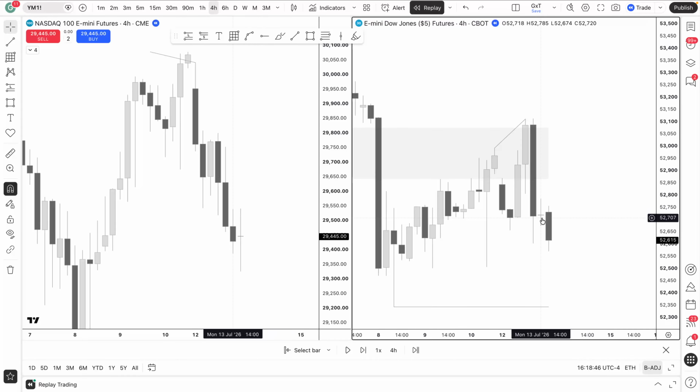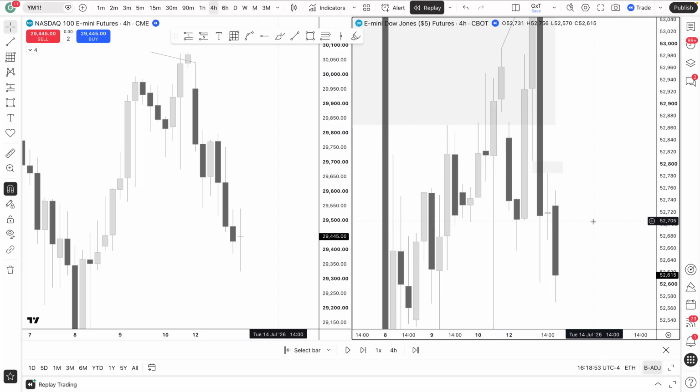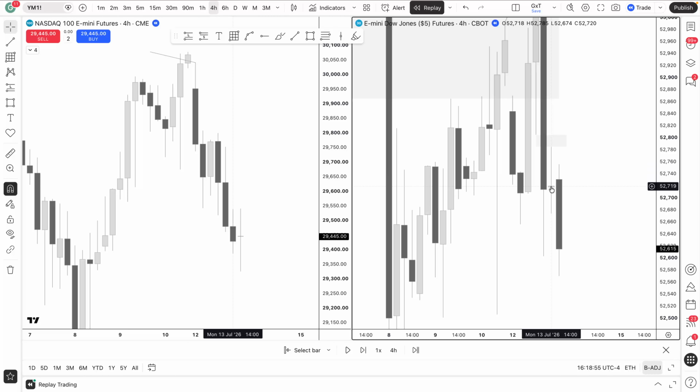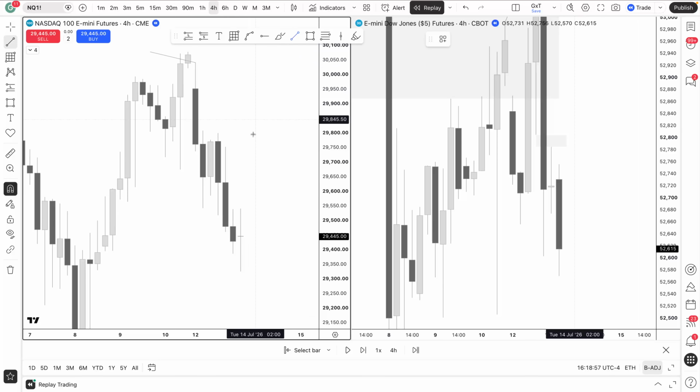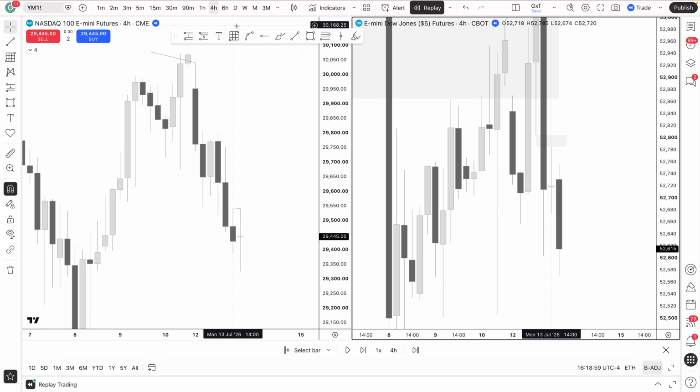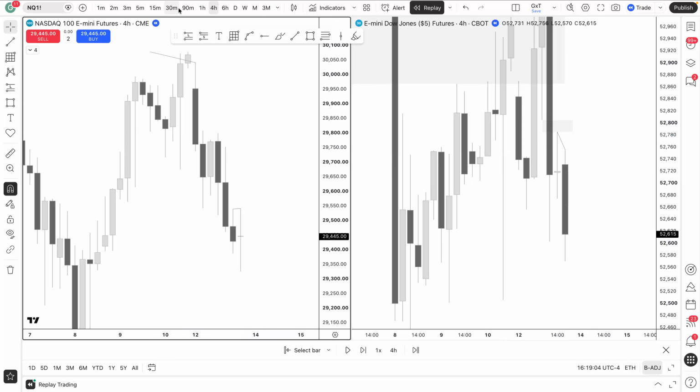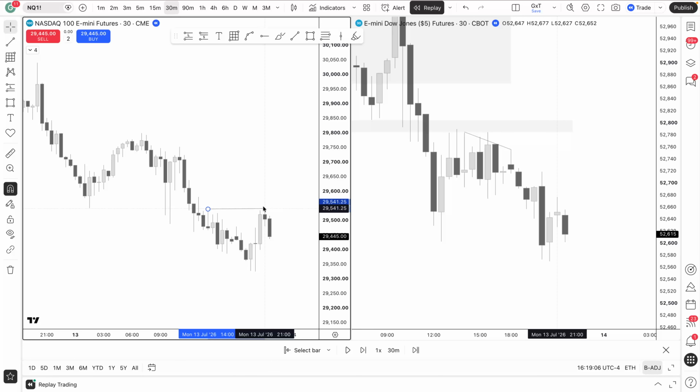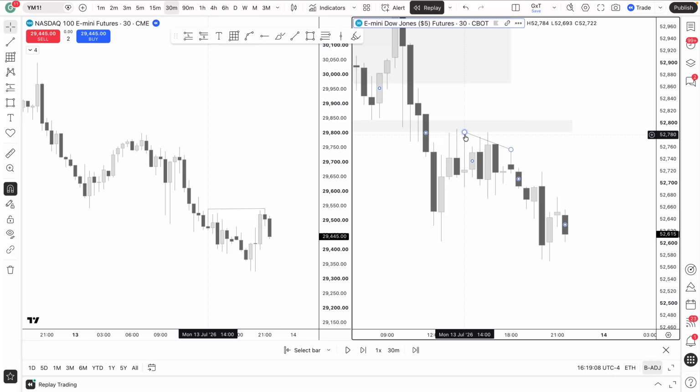So you can clearly see this very nice signature here. And we have this gap right here as well. Perfect, right? This is also a bullish candle. This is a bearish candle. You can see here, cracking correlation. Drop down to the 30 minutes. And it's really simple, right?